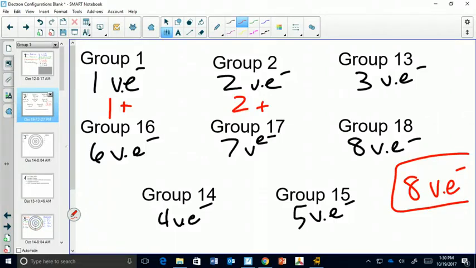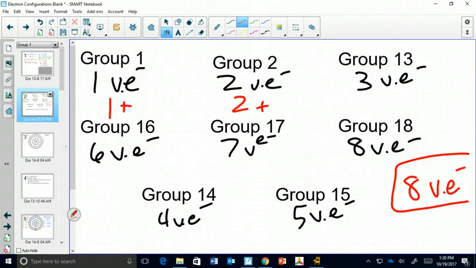2 positive. Because again, it can give away 2 or it can accept 6. It just makes sense. It's going to give away 2, right? Does that make sense, David? Much easier just to give away those 2. Continue the pattern. Group 13, what do you think?